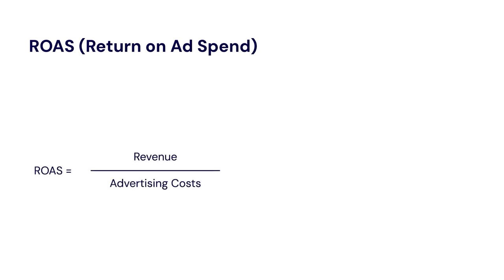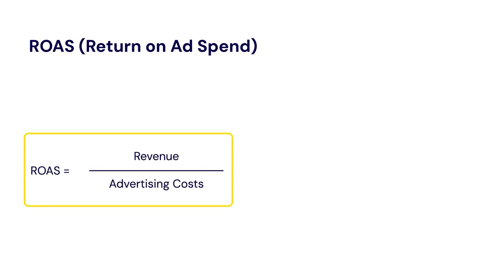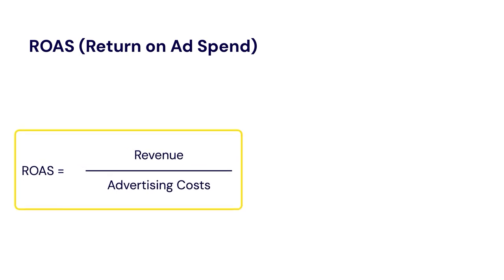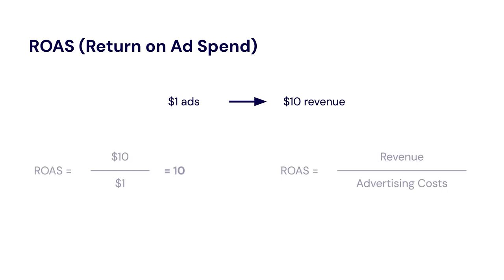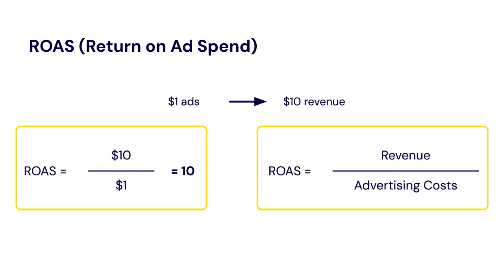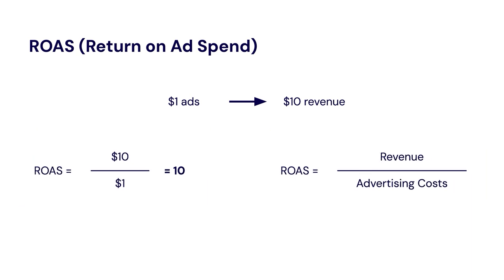ROAS is simply a way to find out how much revenue you made from your advertising versus what you spend on it. The calculation for ROAS is revenue made from the ads divided by the advertising costs of those ads. For example, if you spent $1 on advertising and made $10 off of that advertising, your ROAS is 10, or can be expressed as 10-1, or 10 times. So this advertising made 10 times what we spent on it, which would be pretty good.